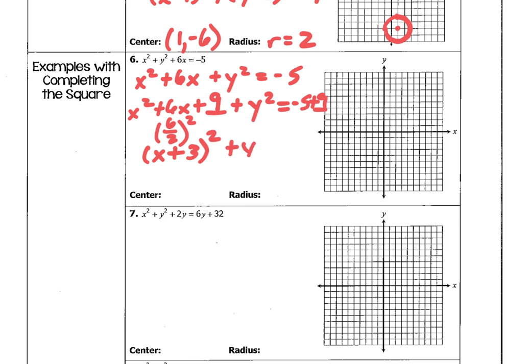We don't have to do anything with the y squared. And then over here on the right-hand side, -5 plus 9 is 4. Now the good news is we get a nice perfect square. And that's not always going to happen, but we feel pretty good when we get a nice perfect square that we've probably done something right. But don't get freaked out if you don't get a nice perfect square there, because that may not always happen.